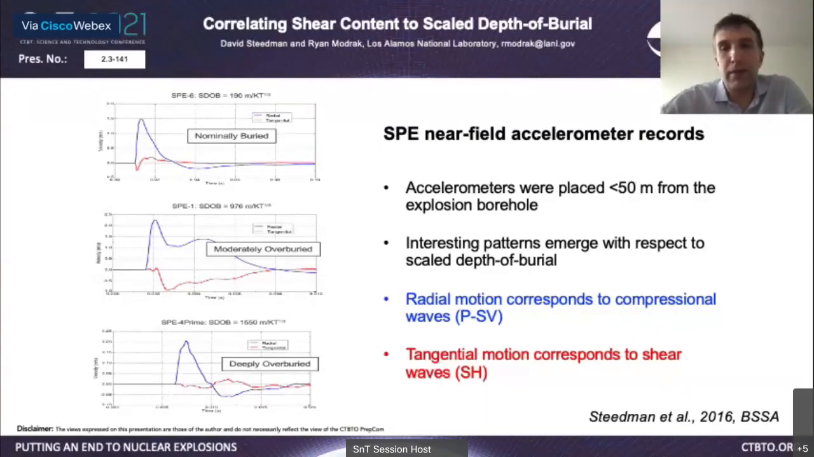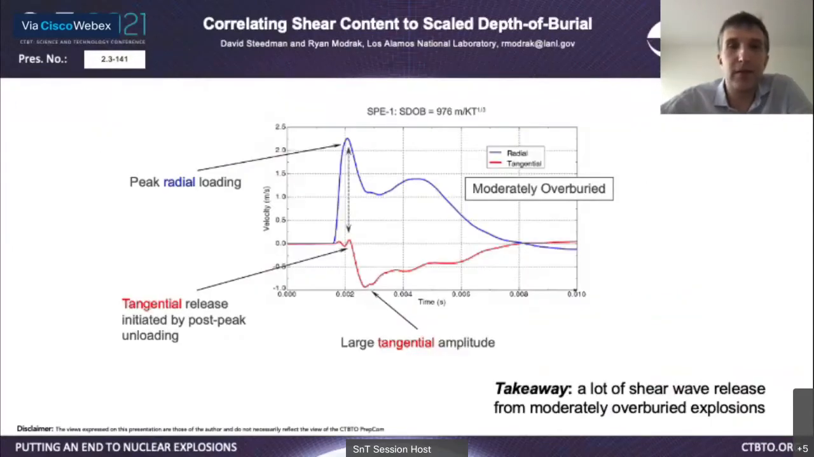In other words, by comparing the radial component, which carries compressional waves, with the tangential component, which carries only shear waves, we can make statements about the strength of shear release. And so, zooming in now on the middle of the 3 panels, we get a more detailed view here. This particular panel corresponds to a moderately overburied event.